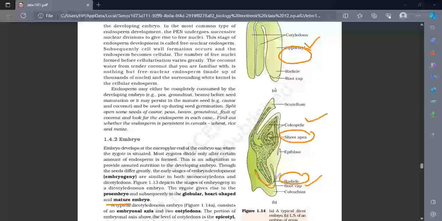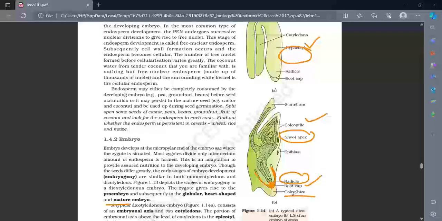Where I'm just doing it like that, the orange color, you can see this is a radical region, okay? And below this radical region, this region is actually the covering of the radical that is called the root cap. Just as the shoot apex was covered with the coleoptile, in this case the root cap or the complete radical is covered by a structure called the coleorhiza.